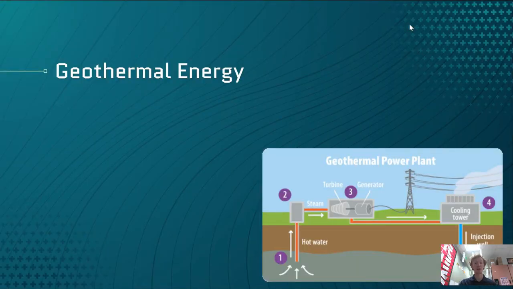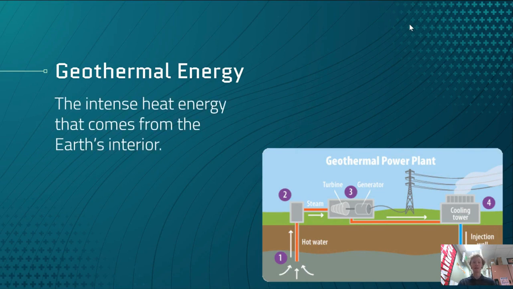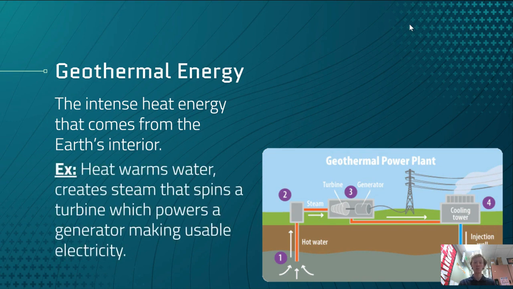The second type of energy source is going to be known as geothermal. Geo is going to mean earth, thermal is going to mean heat. So this is going to be an intense heat that comes from the Earth's interior. So remember, in the Earth's core, it's very hot magma or this liquid rock. And as that heat warms, then it warms water on the Earth's surface.